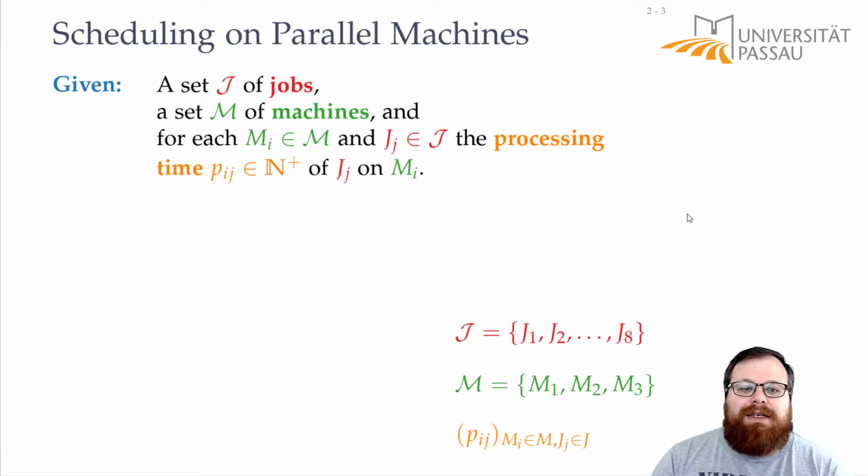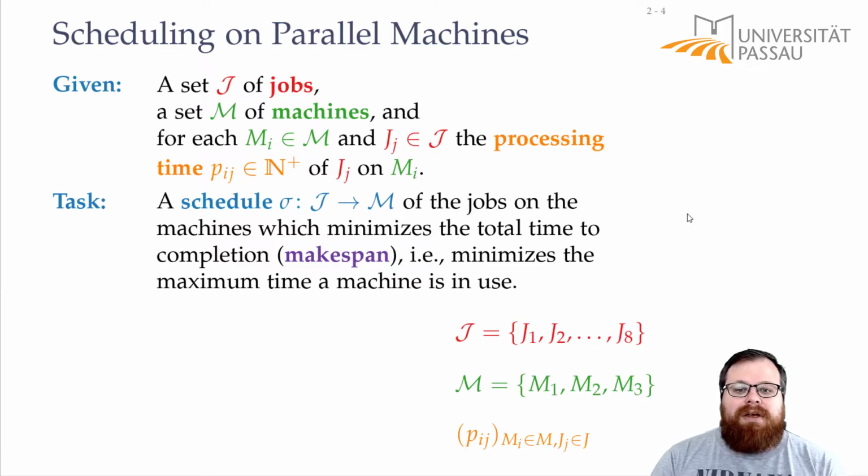The one that we look at here is the makespan. So we want to find a schedule of the jobs on the machines where the total time to completion is minimized. So the maximum time that a machine is in use.